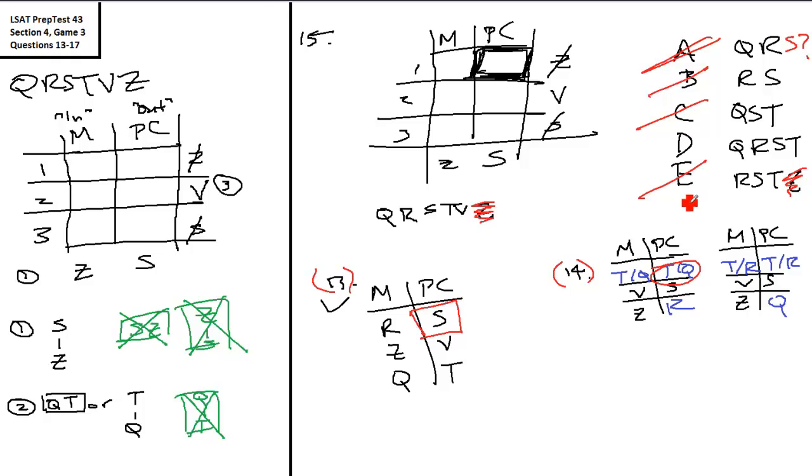Remember, we're looking for the possibility that is a complete and accurate list of the paintings, which means that we need all of them, right? So we've proven to ourselves that we have S, we have T, we have Q, and we have R, which is exactly answer choice D. And so there's your answer to this question.